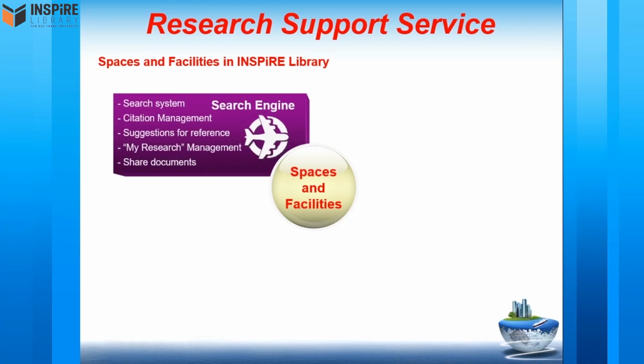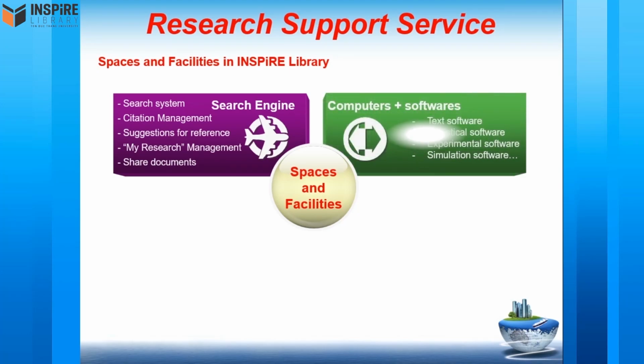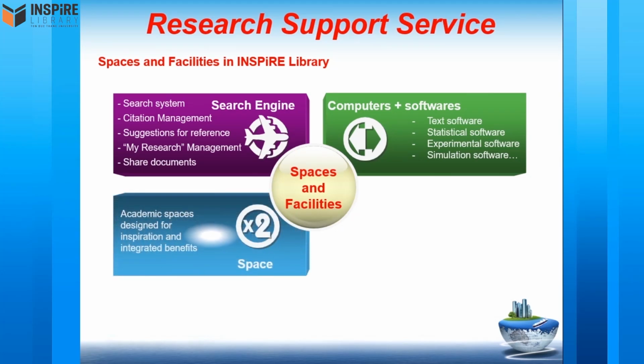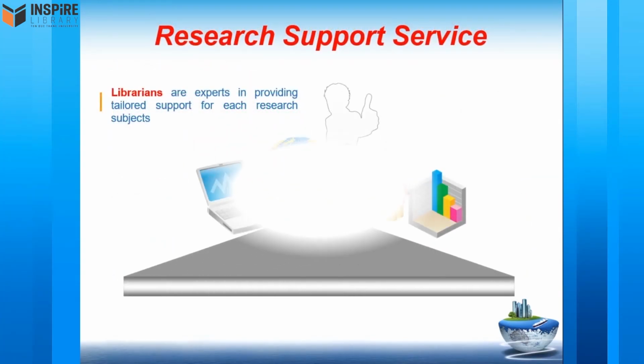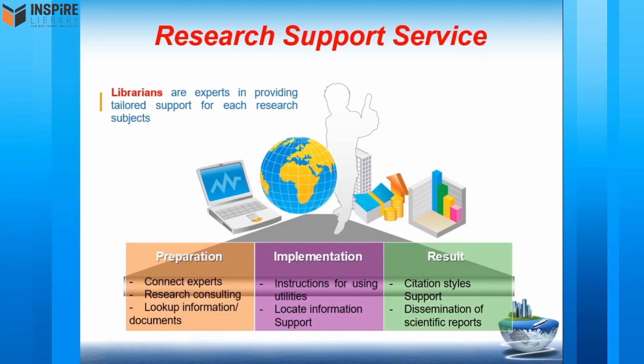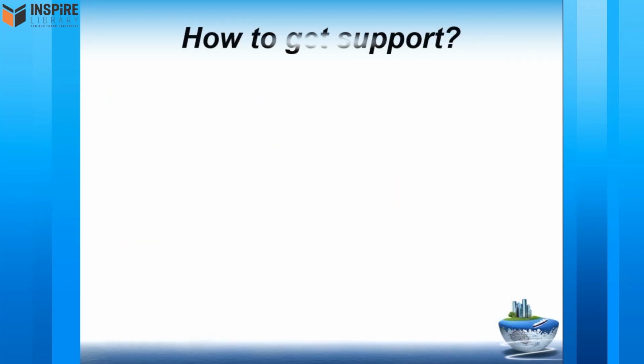such as search engines for researching tasks, computers and software, academic spaces, function rooms like individual rooms, group study rooms, and so on, and other facilities like a multifunction print station. Especially, we provide tailored support for each research subject, from the first step of preparation until the last step of evaluating your research results. So, how can users get support from the library?